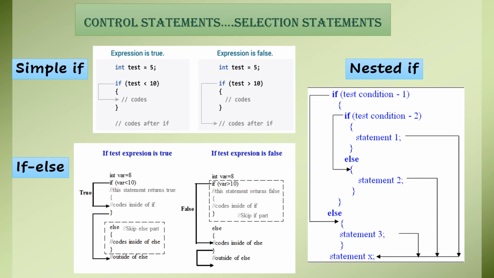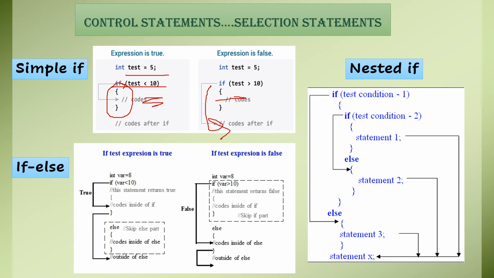Now the first one, selection statement, simple if. I have given one value 5 to a variable test, and I'm checking if test is less than 10. Now 5 is less than 10, that means the statements written in this block, in these curly braces, would be executed. And if this condition is not true, like here, if test is greater than 10, is 5 greater than 10? No. Then the control will not go to this block, rather it will jump after this block.